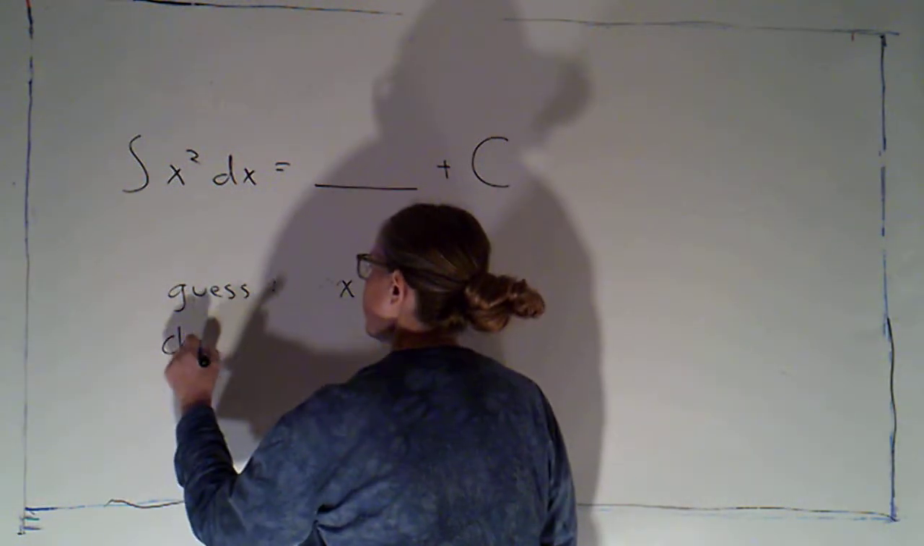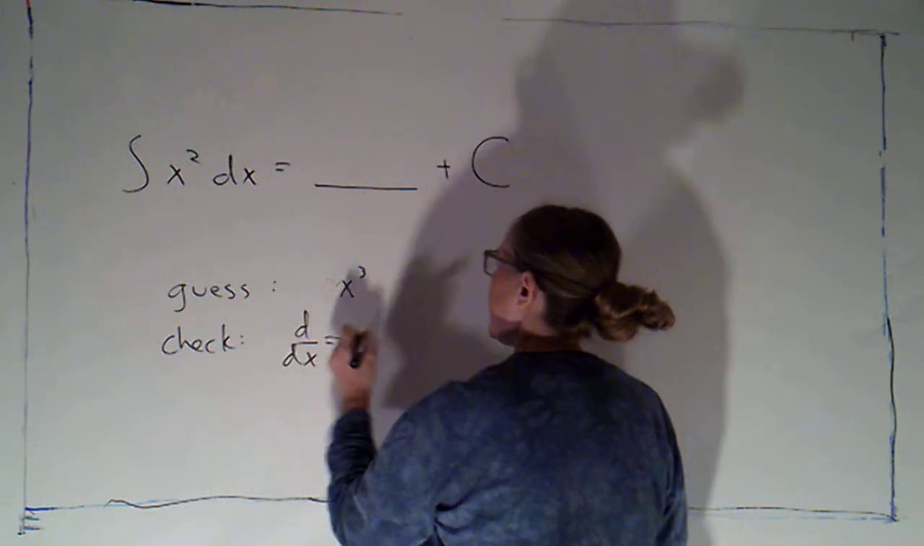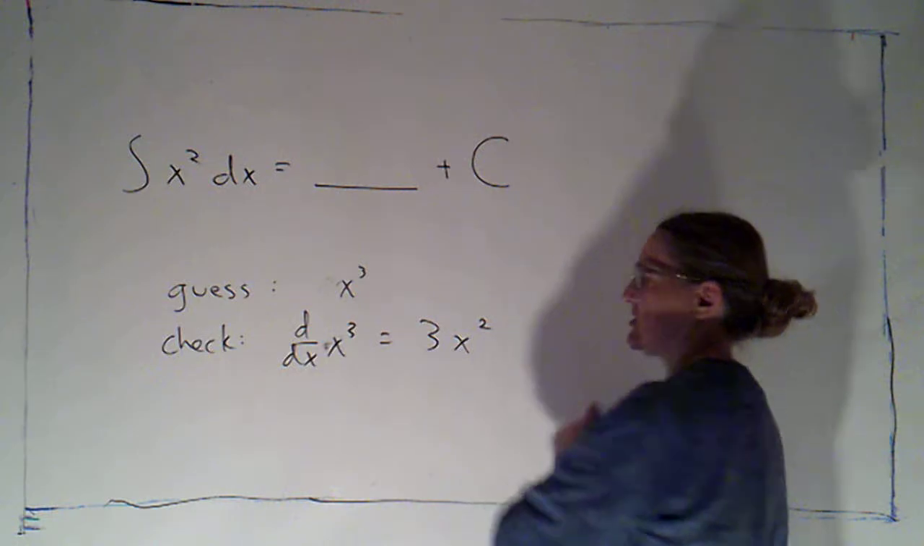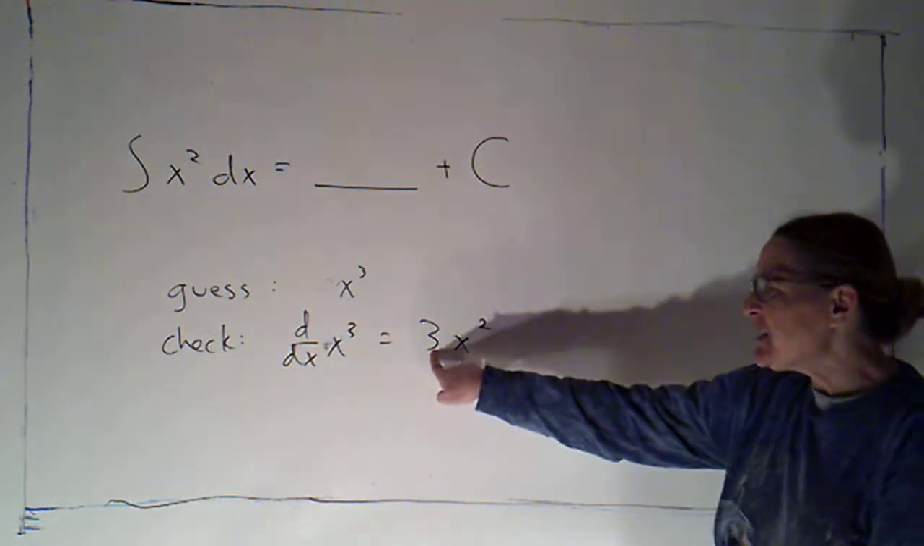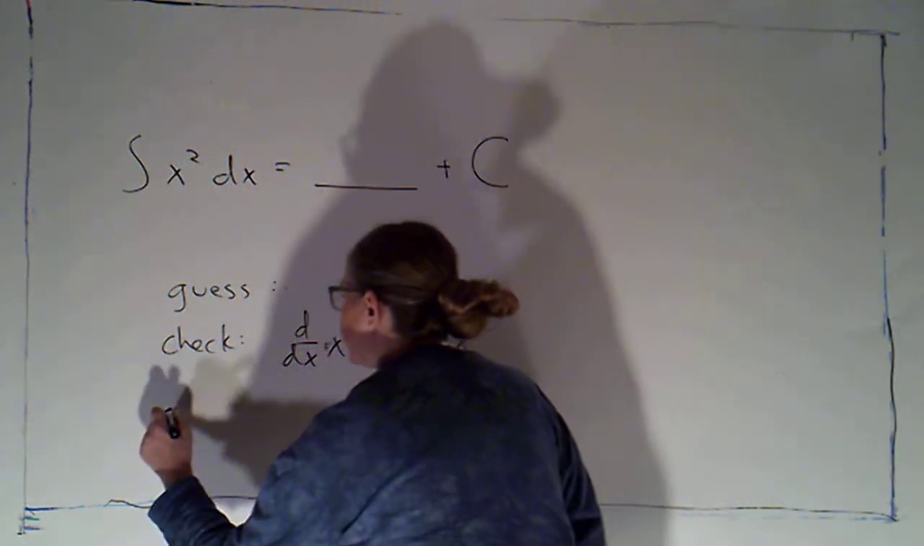Because what I'm going to do is I'm going to check this. I'm going to take the derivative, and I'm going to say, oops, the derivative of x cubed gives me 3x squared. Now, I wanted the x squared. I didn't really want the 3. So I'm going to adjust.